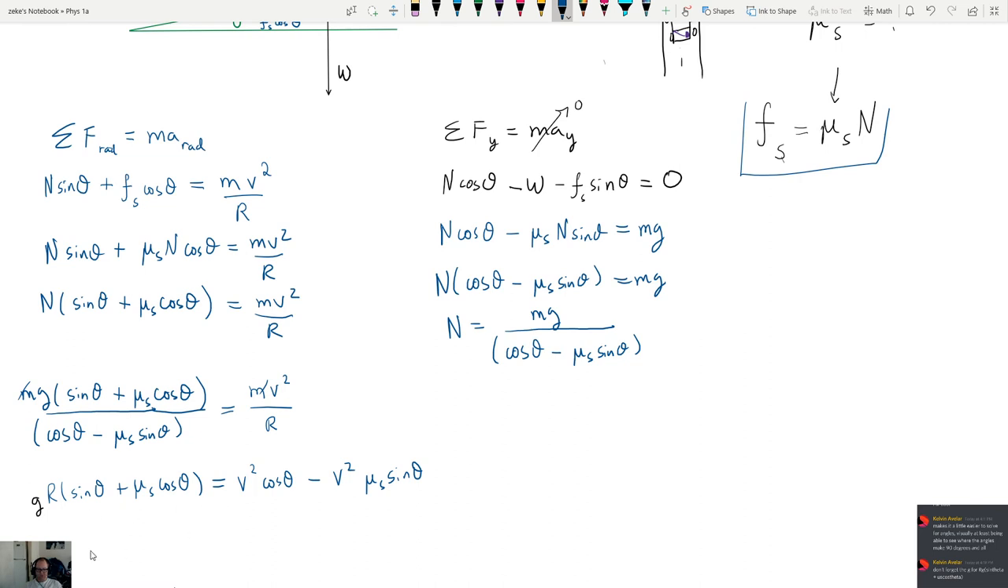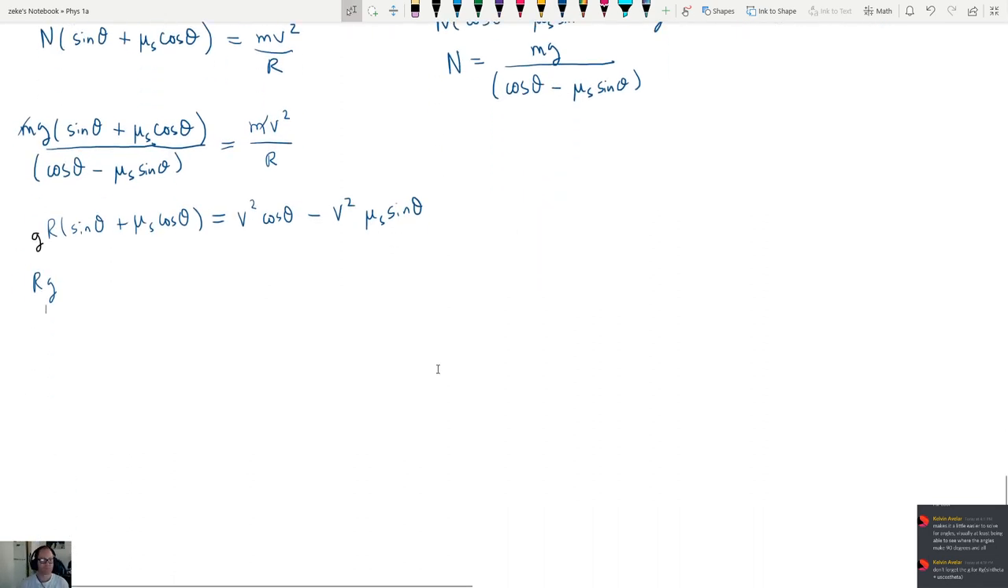Multiply the left-hand side out. I'm going to write it a little differently. It's going to be RG, and now we're getting to that part where you can't see what I'm writing anymore. So it's RG times sine theta plus mu s cos theta is equal to v squared cos theta minus v squared mu s sine theta. Our goal is to solve for mu, right? So we want to get those on the same side of the equation. Let's add the negative one to the left-hand side.